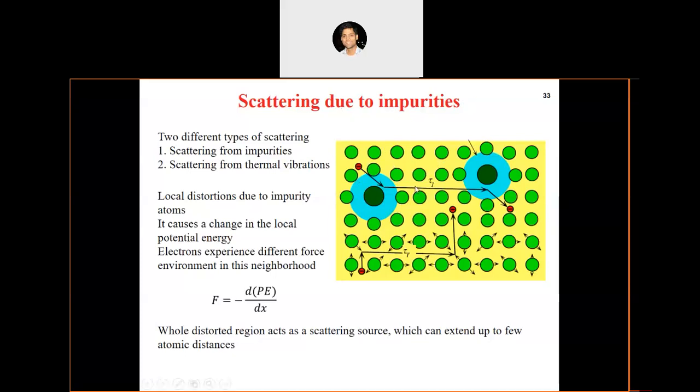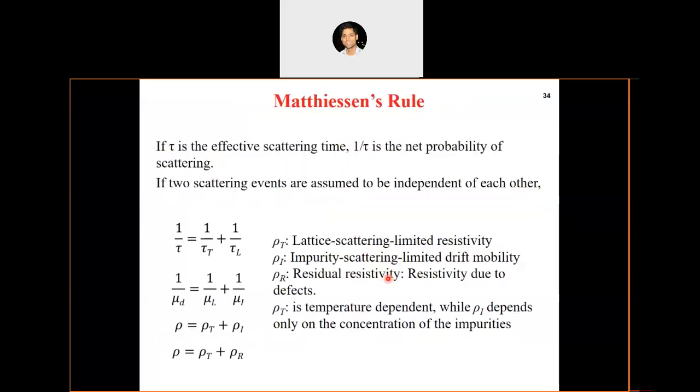And in case of atomic vibrations, the scattering cross section was limited to the amplitude of the vibration, which was much smaller. In this case, because the distortions can extend up to 2 or 3 atomic distances, or sometimes more, the scattering cross section is actually larger. Yes, as you can see here, the scattering cross section can be much larger if the local distortion extends more than 1 or 2 atomic distances, right? So the scattering cross section will be larger in this particular case in comparison to atomic vibrations.